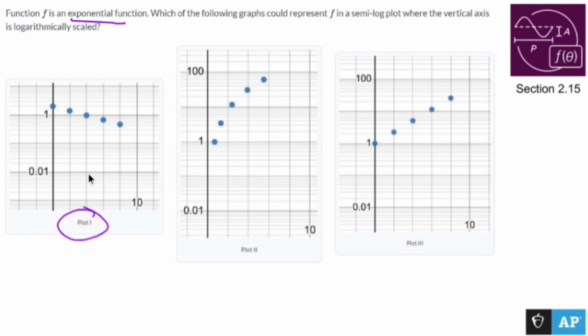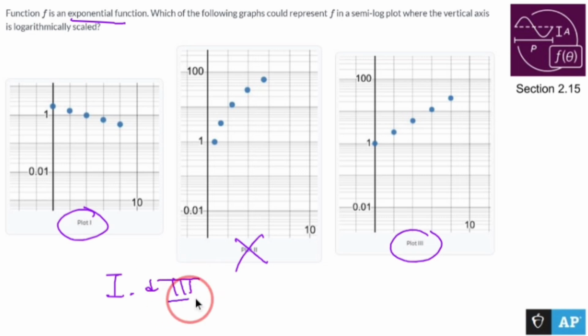1 does that because that appears linear to me. 2 doesn't because that appears not linear to me. And 3 does that because that appears linear to me. So the answer for this one is going to be 1 and 3, because the goal of a semi-log plot is to make exponential functions or logarithmic functions appear linear, and those are the guys that do just that.